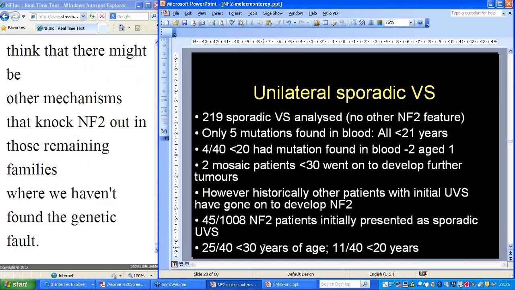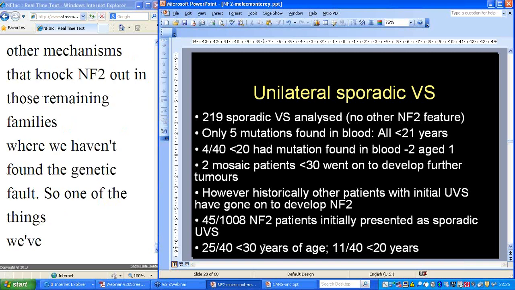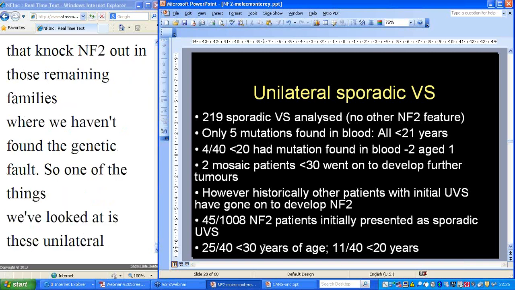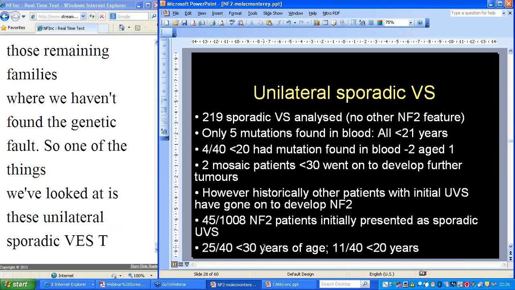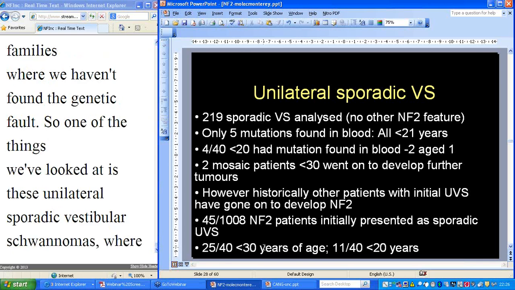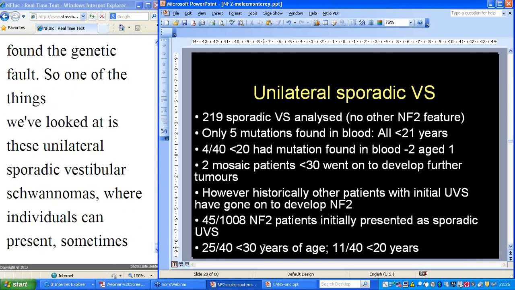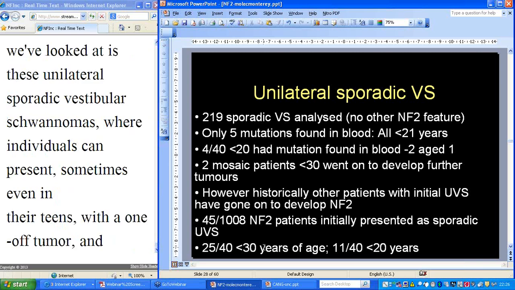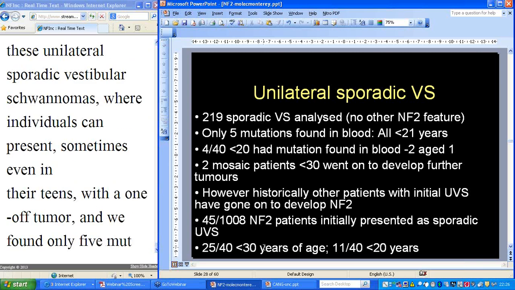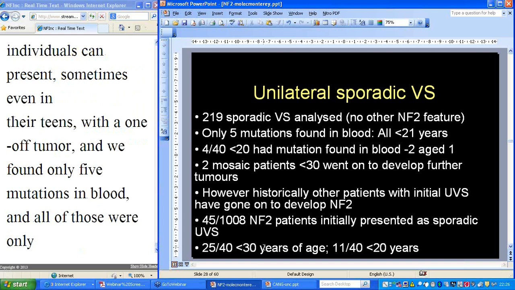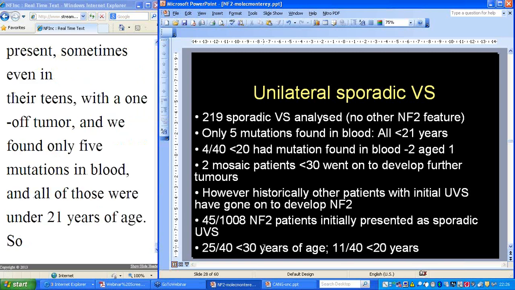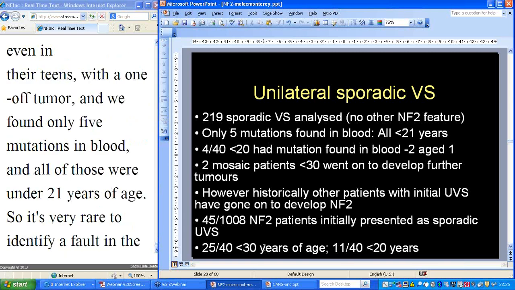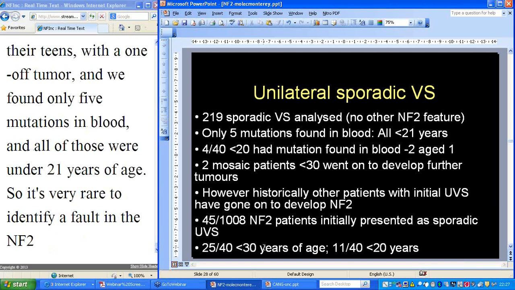So one of the things we've looked at is these unilateral sporadic vestibular schwannomas, where individuals can present sometimes even in their teens with a one-off tumor. And we found only 5 mutations in blood, and all of those were under 21 years of age. So it's very rare to identify a fault in the NF2 gene unless the sporadic tumor is at a very, very young age.